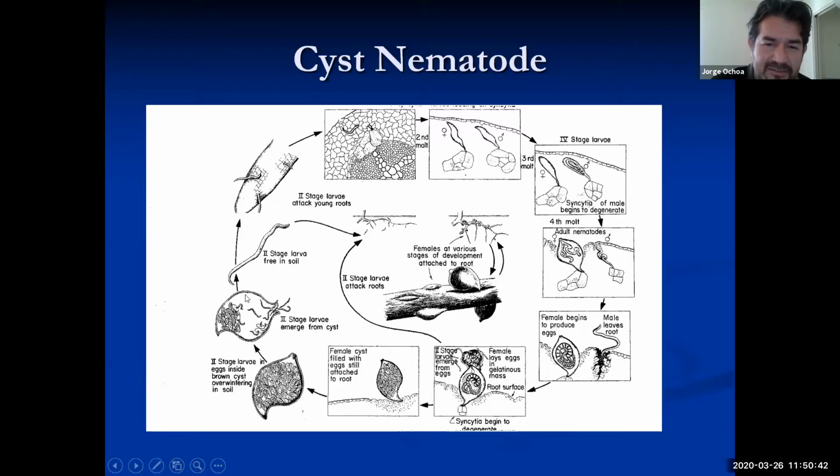So here's where the female keeps the eggs inside. She'll die and she'll retain them. The young are going to hatch and burst through the female's body. They're going to find another root, go inside to feed, and then they're going to engorge and become really big. Eventually the cycle will continue, and they'll move on and infect the roots.